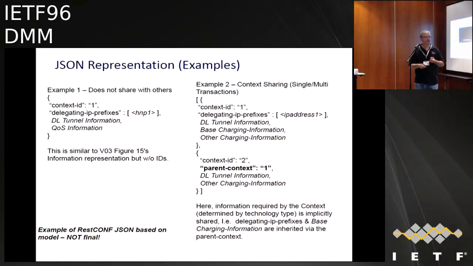So from a context one perspective, it's very similar to what we have in example one with this data being set up. We call out a few other things typically, like base charging information, any other charging information that's specific to that particular context. And then when we look at the relationship in context two here with the parent context, we are able to actually pull in any sort of information that's required for instantiation of the context inside the node from its parent. So in this case, we didn't have to actually specify the base charging information.